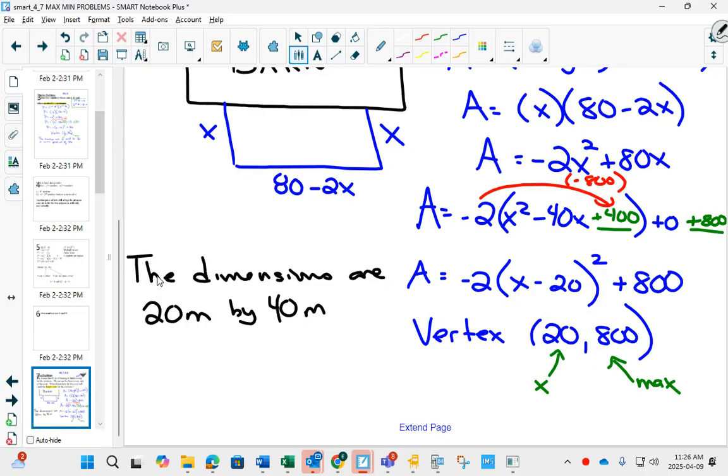So the farmer might have done 20 and 40 and found out, I guess we can, if it didn't ask for this, but it's not bad to write down here, just to practice our units. What would our units be for the area? Meters squared.